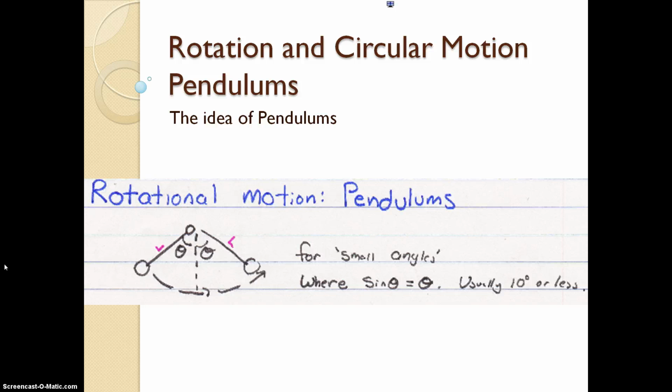It usually happens for small angles. We usually call it the small angle approximation, where sine theta equals theta, or approximately. That's usually around 10 degrees or less. So if you have a much bigger angle than 10 degrees, the period and energy stuff I'm teaching you is not necessarily going to work.